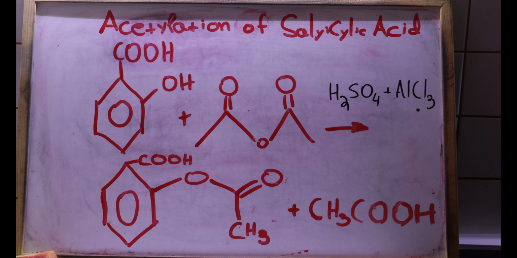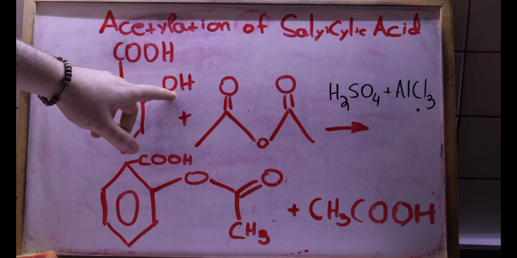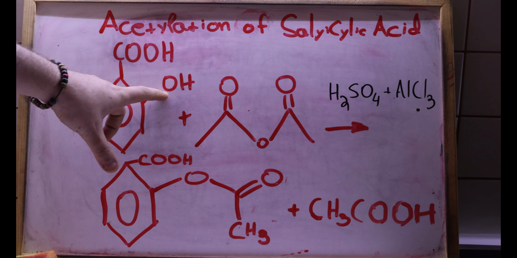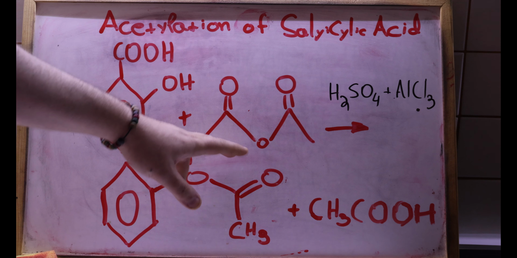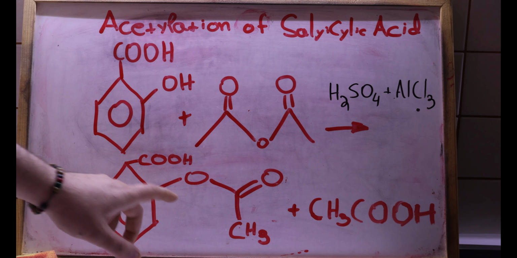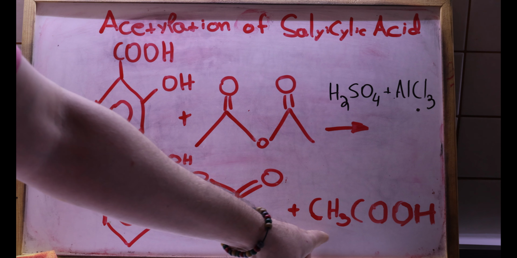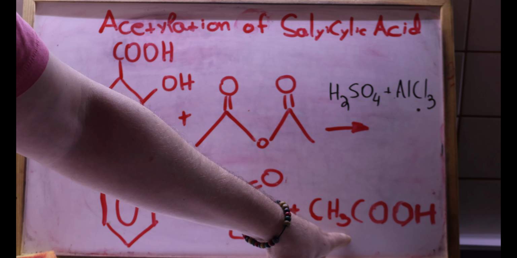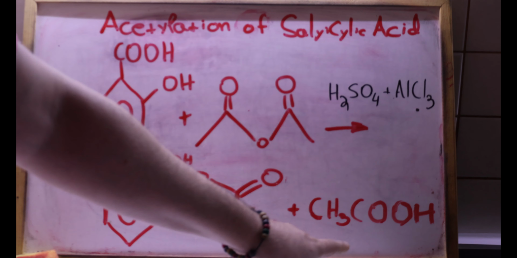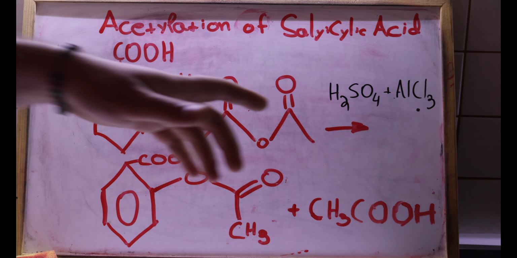Now, what happens here is that the hydroxyl group of the salicylic acid reacts with acetic anhydride and forms acetylsalicylic acid and a molecule of acetic acid. Now this reaction does not progress by itself, it needs catalysts.